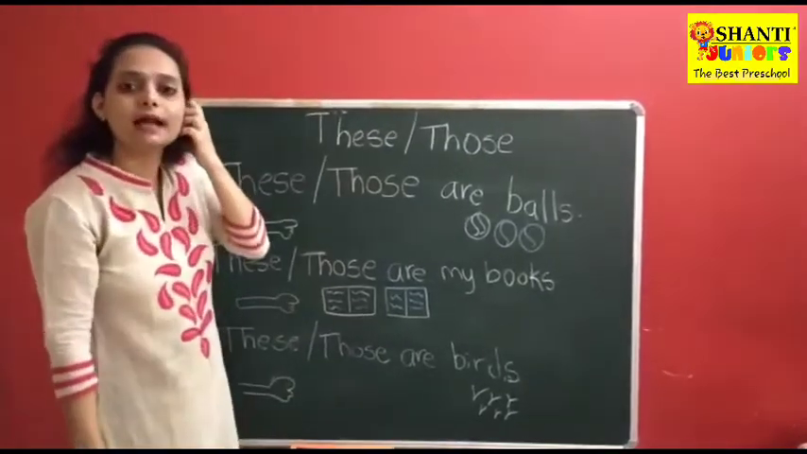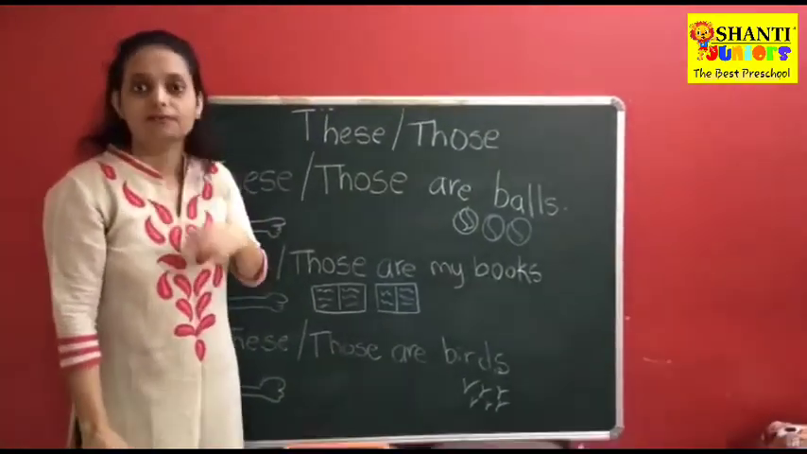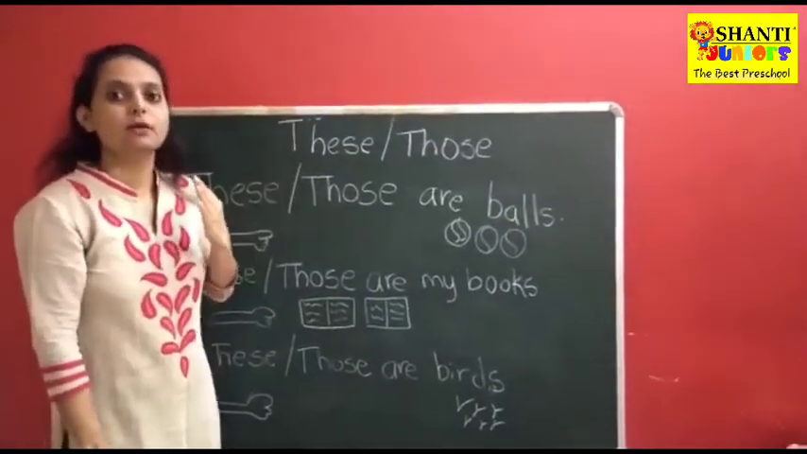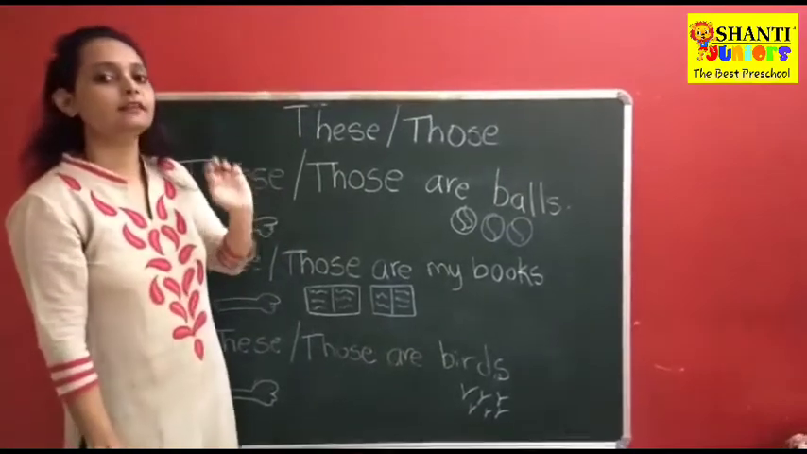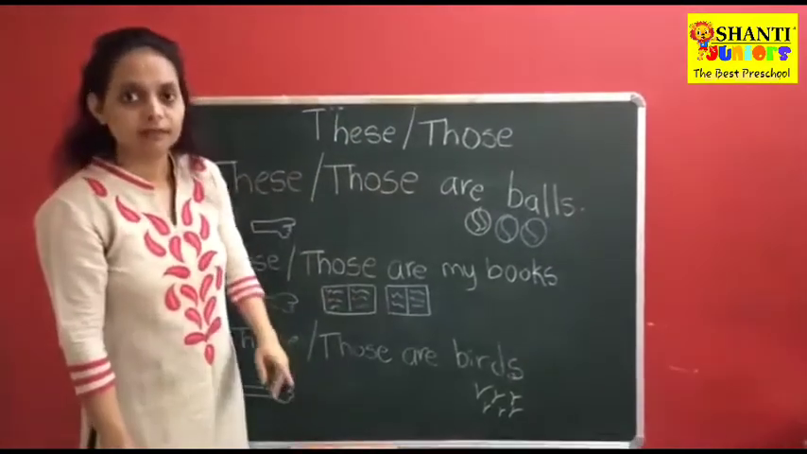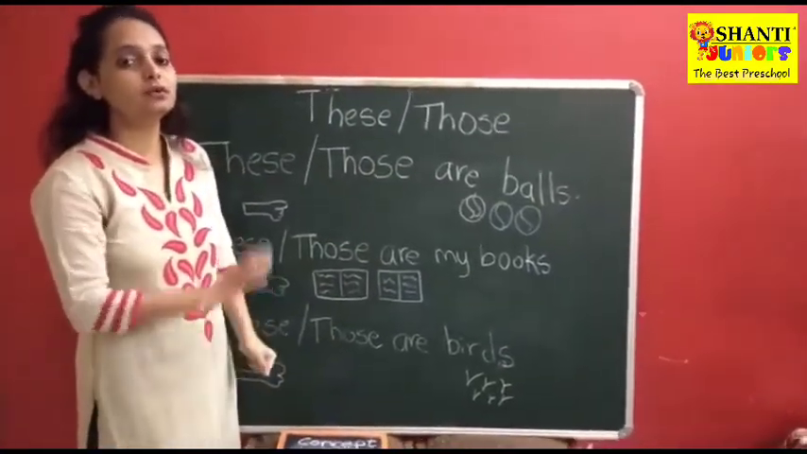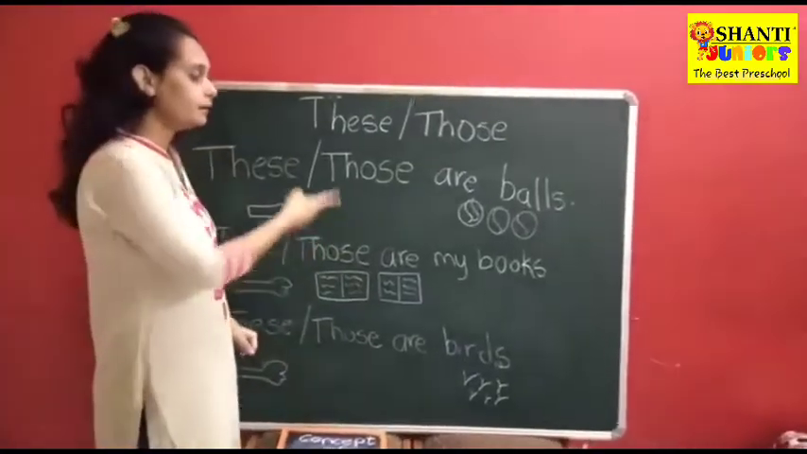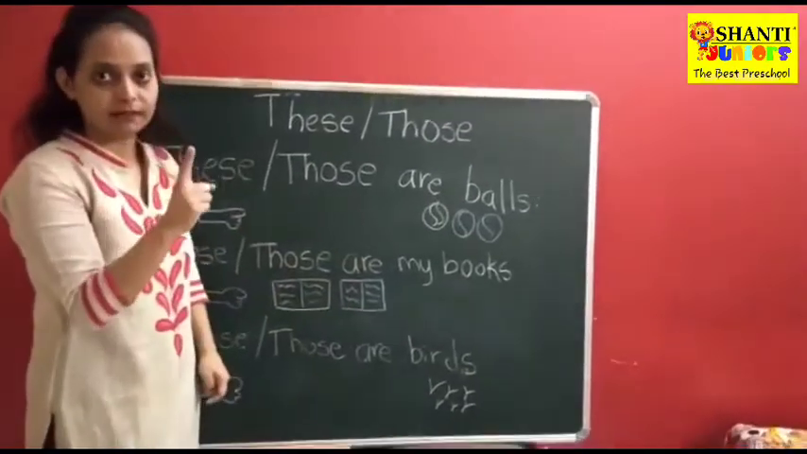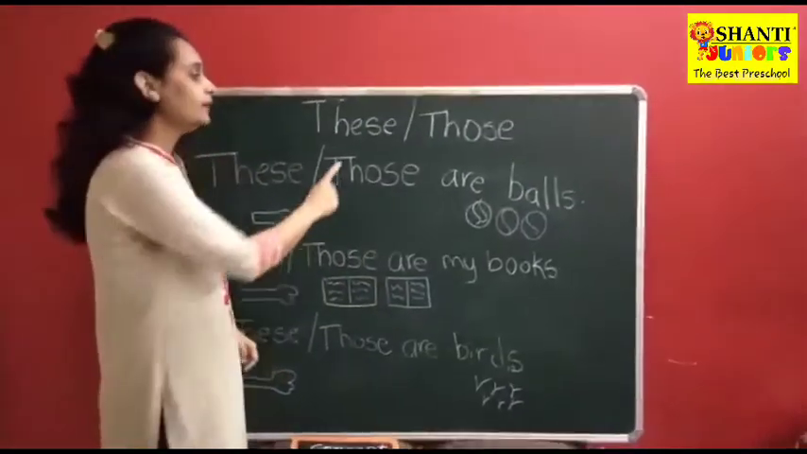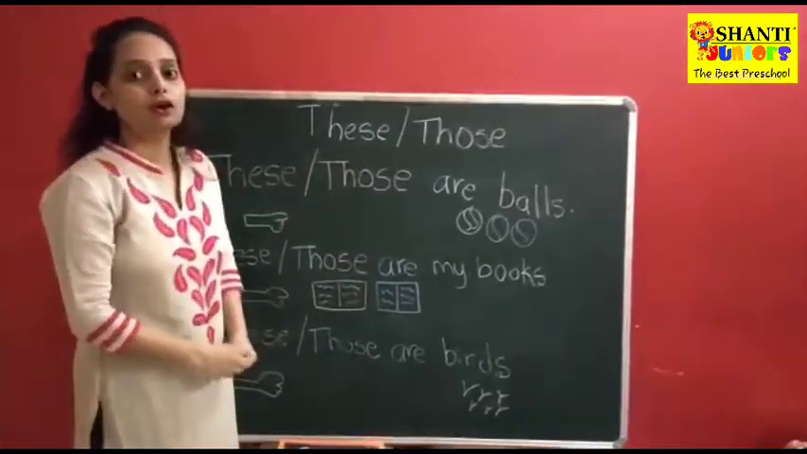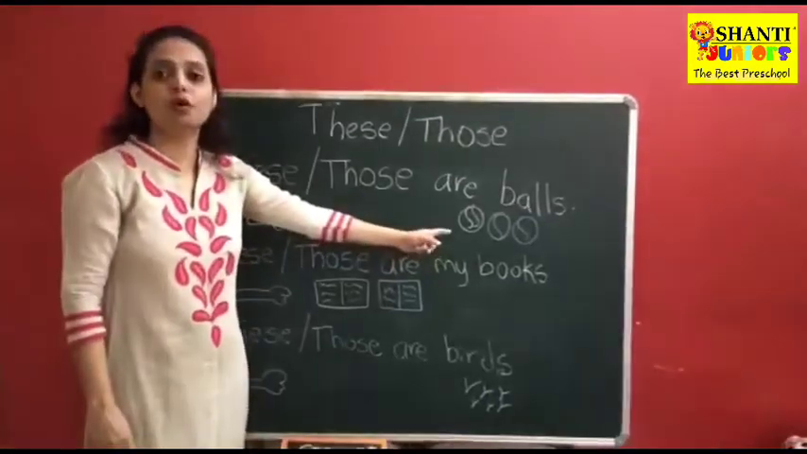We'll do a quick recap of this and that. When we use this, if there is an object that is near to us, we are going to use this. And if the object is very far from us, we are going to use that. But in that, children, we are going to talk about only one object. But now in this, we are going to learn that the objects are more than one. If the objects are more than one, then we are going to use these and those, because we are talking about objects that are more than one.